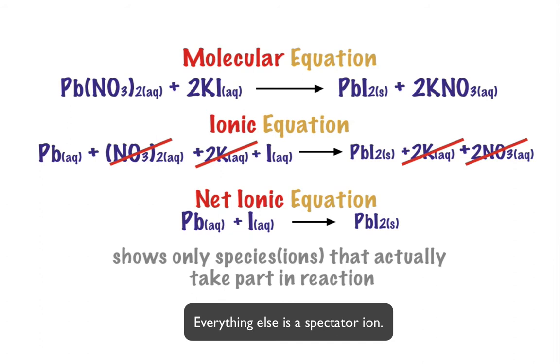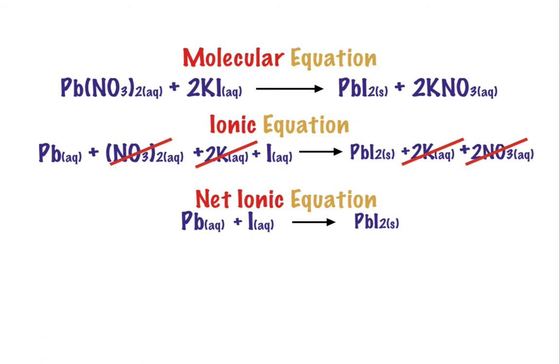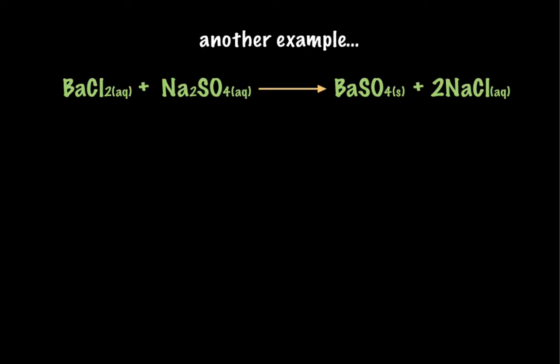So hopefully this gives you an idea and helps you differentiate the different types of equations that we have. We have molecular equations, ionic equations, and then a net ionic equation. Let me give you another example. Let's look at another equation here. Barium chloride with sodium sulfate, and then there's some kind of reaction, or we mix them together, and we end up with barium sulfate solid and sodium chloride aqueous.